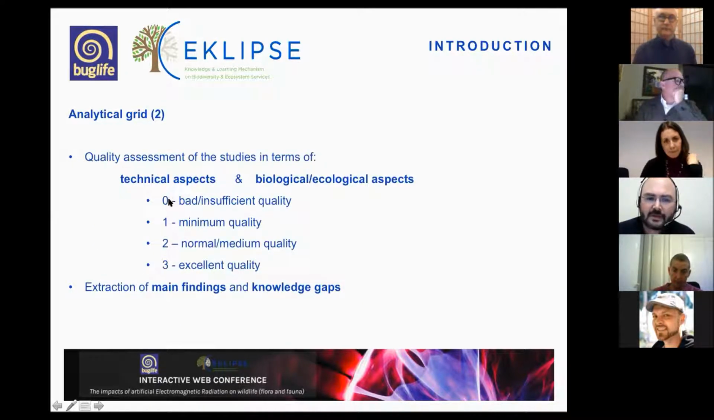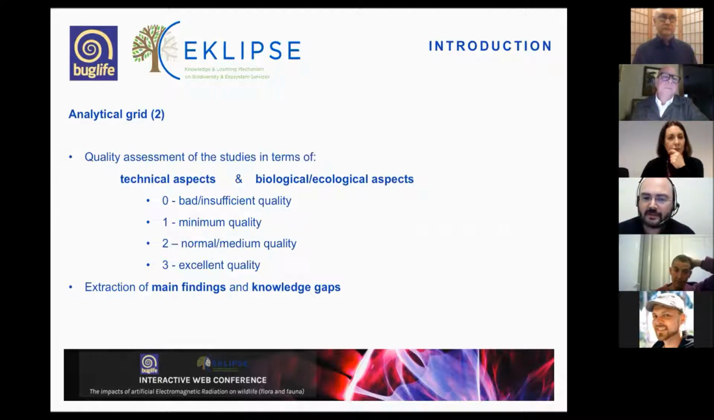So we had 4 categories: the bad or insufficient quality studies, which we did not take into account further. We just scored those. And then we had studies that were of minimum quality, which means that they had big flaws, but there were still some elements that we wanted to take into account. Then mostly the medium or normal quality studies with some shortcomings, as studies usually are anyway. And then there were a few very excellent quality studies where we couldn't fault the setup, which doesn't necessarily mean that these are the studies that advance us a lot in our understanding.